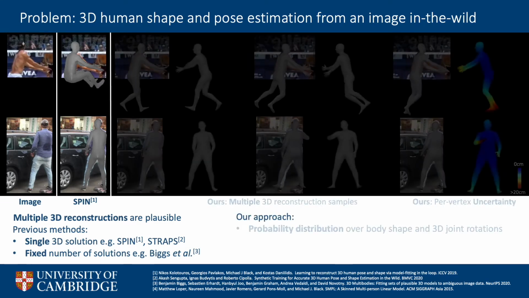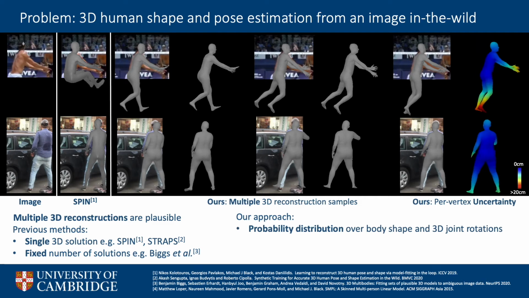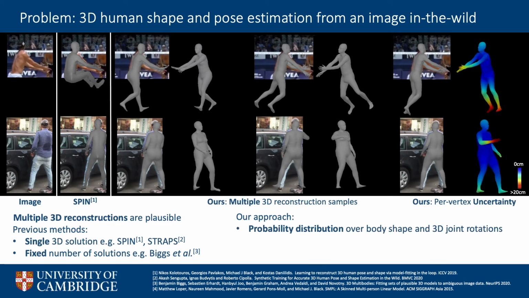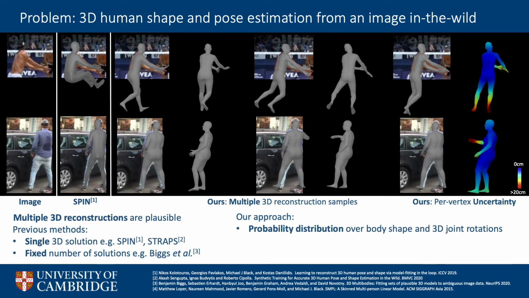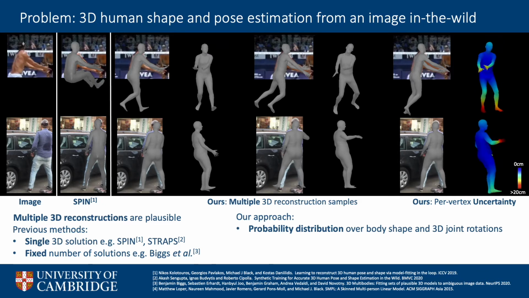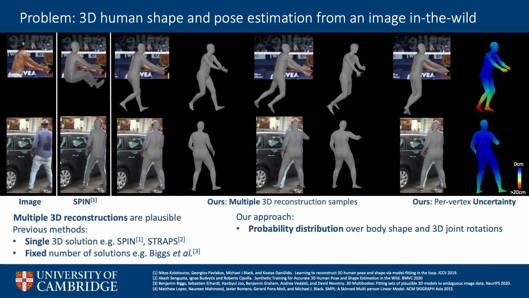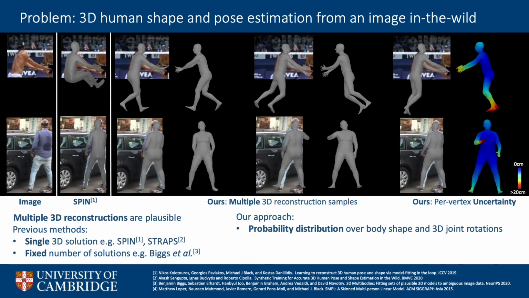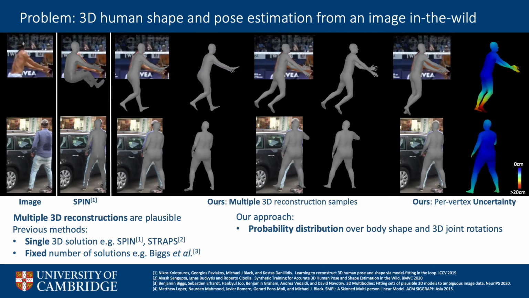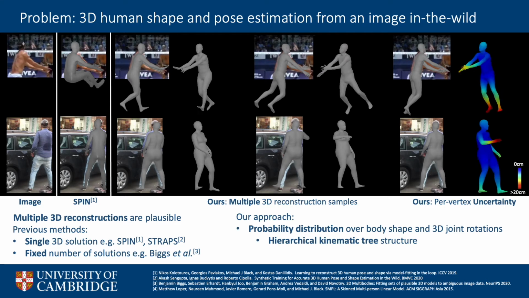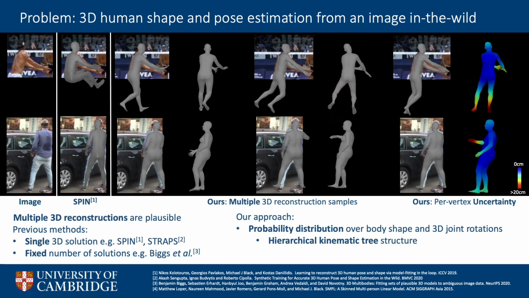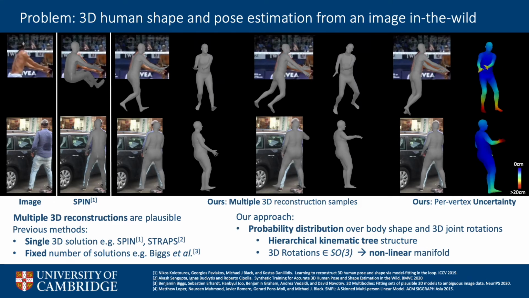In contrast, our approach outputs a probability distribution over body shape parameters and 3D joint rotations conditioned on the input image, with which we can sample any number of plausible 3D reconstructions and estimate 3D vertex location uncertainty over the body surface. The distribution prediction network leverages the kinematic tree structure of the body joints and recognizes that joint rotations lie in the nonlinear SO3 manifold.